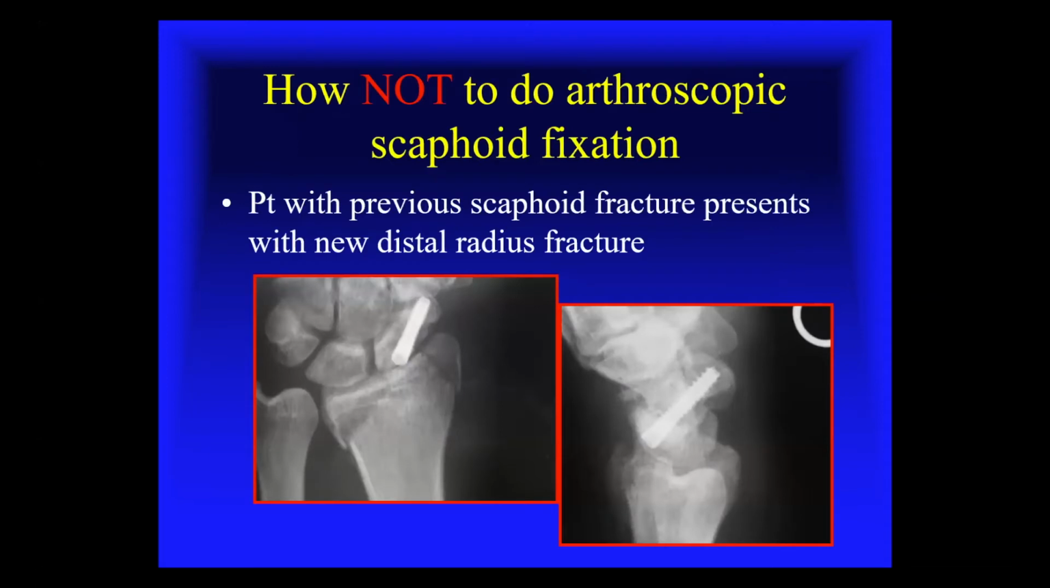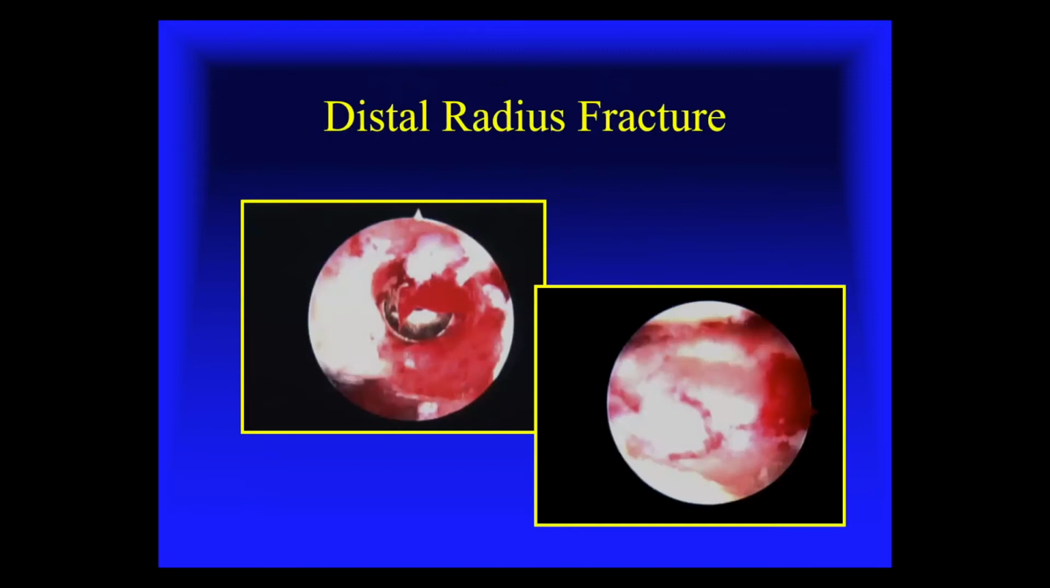So this is how not to do it. This patient had a previous reduction to the scaphoid. You can see the screw is a little bit more radial. The patient came in and had a distal radius fracture. We got a chance to look at this, and when you look at it arthroscopically, the screw wasn't fully inserted into the scaphoid. You always got to go back and check that the screw is up into the scaphoid.